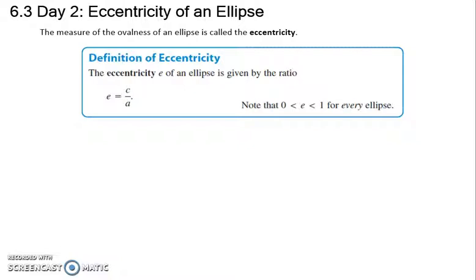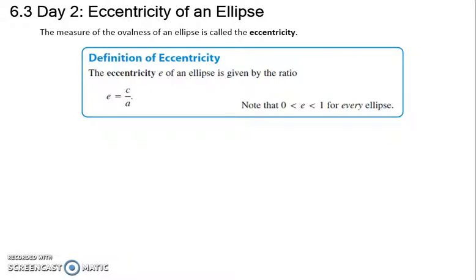Remember that c is the distance between the center and the focus, and a is the measure from the center to one of the vertices on the major axis. Remember yesterday the length of the major axis was 2a, so half of that, from the center to a vertex, is just a. Now note that e is going to be between 0 and 1 for every ellipse.